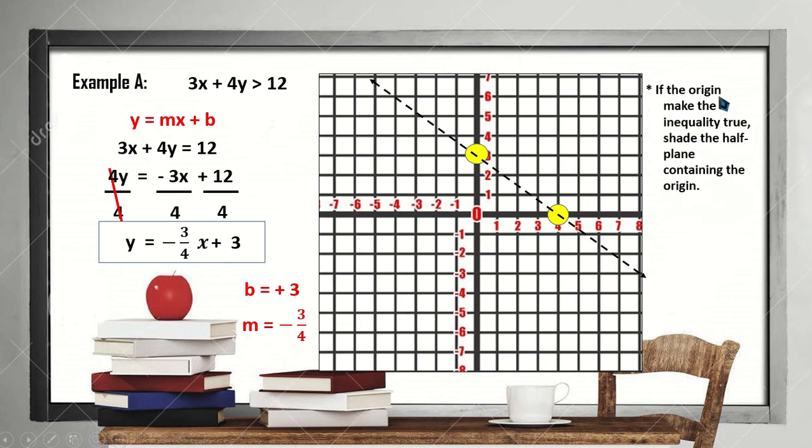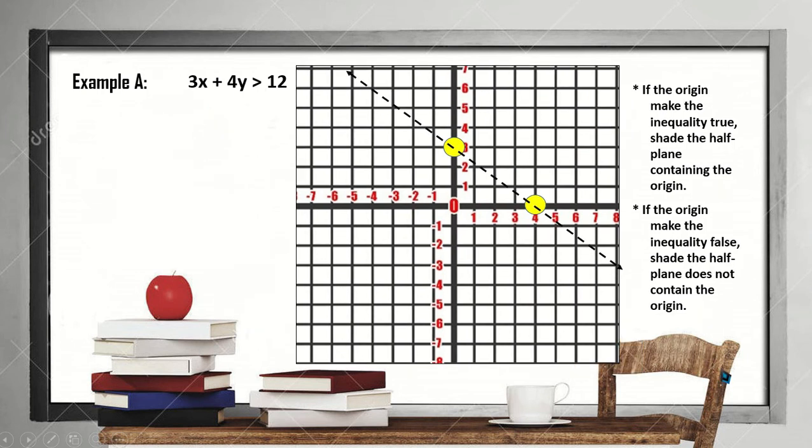So, una, if the origin makes the inequality true, shade the half plane containing the origin. Sabi, gagamitin natin si origin. So, ang origin natin is 0 and 0. Okay? So, ang x natin ay 0, ang y natin ay 0. Sabi dito, kapag yun daw ay naging true, yung sagot, isi-shade natin yung may 0. Pero kapag ang lumabas ay false, hindi natin to isi-shade. Ang isi-shade natin yung kabilang side.